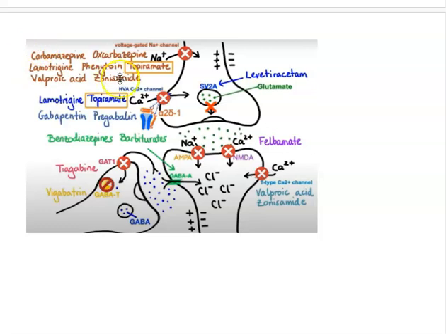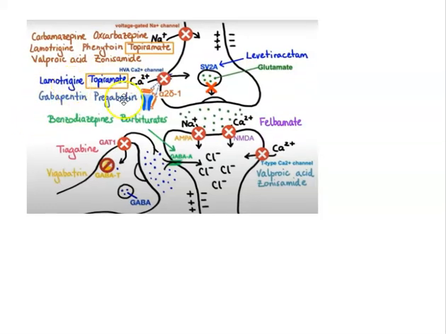So all of these are going to be sodium channel blockers. These four are going to be able to block these voltage-gated calcium channels or change the activity of those calcium channels. One thing to note, the lamotrigine, we'll see in the explanations, can also inhibit voltage-gated sodium channels.